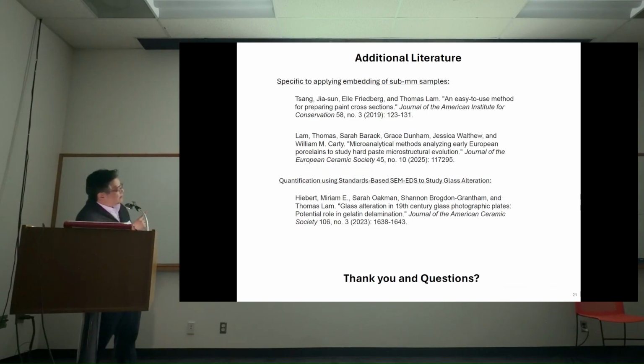We have applied the sub-millimeter embedding technique to create cross sections for porcelains, and if you want to learn more about how we quantify glass alteration in the SEM EDS with the standards-based technique, this is a paper that we wrote up.